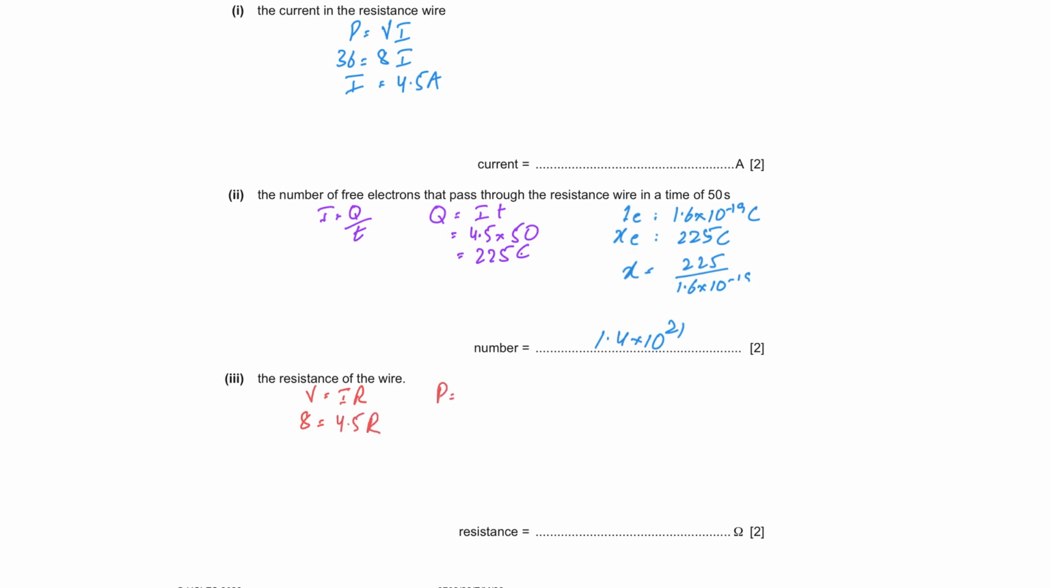We may use power is equals to I squared R. We've got the power, we've got the current, we'll get R. We may use power is equals to V squared over R. We've got the power, we've got the potential difference, we'll get R. So R comes out to be 1.8 ohms.